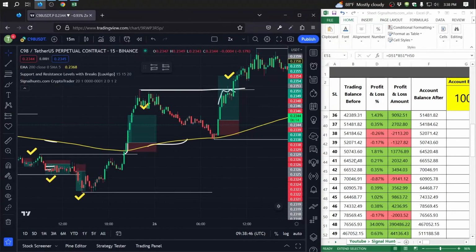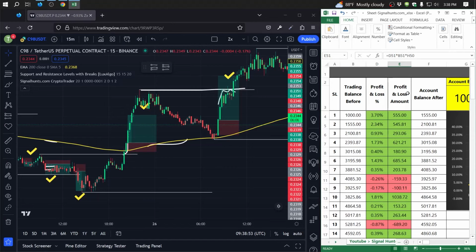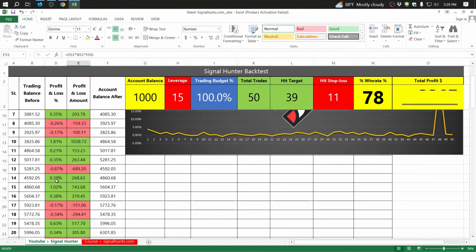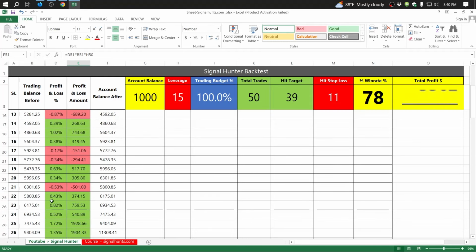So guys, using this strategy we backtested 50 times, and you can see after 50 backtests of this strategy we get a win rate of 78%. This strategy has a very good risk and reward ratio, and you can see we lose a very small amount of money, but we earn a huge amount of profit.